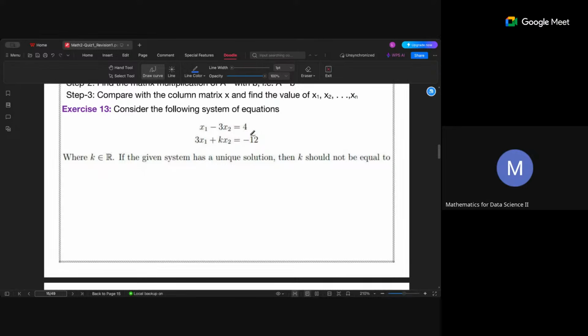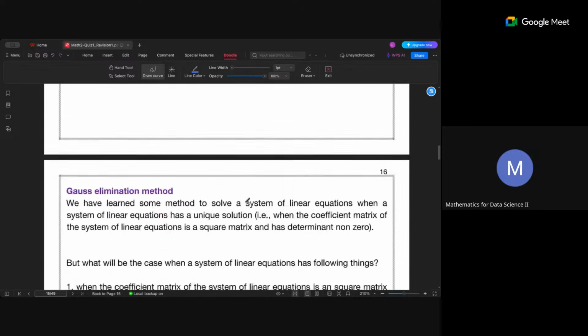Okay, so now for the system of equations, it is given that the solution is unique. So if the solution is unique, what do you know about the coefficient matrix? It should be invertible. Determinant non-zero. So the determinant is non-zero. What is the determinant of this matrix? K plus 9. And K plus 9 should not be 0, so K should not be minus 9. So this is the answer. That's all. Okay. Fine.